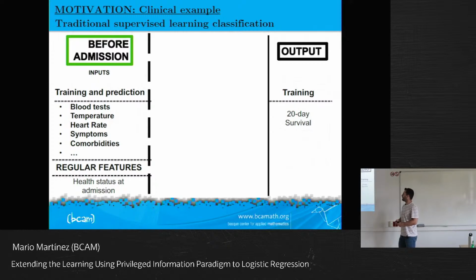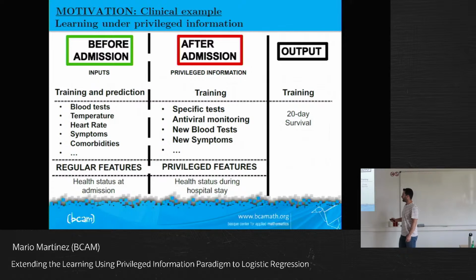But here, after admission and before the output is known, it is possible to have more information about the patient, which is known as privileged information. Our objective is to harness this information with the LUPI paradigm. In this case, the privileged features are collected during the hospital stage, and these features are known for patients who have already suffered the disease and were admitted to the hospital, but are unknown for an incoming patient. We don't know this information for an incoming patient.